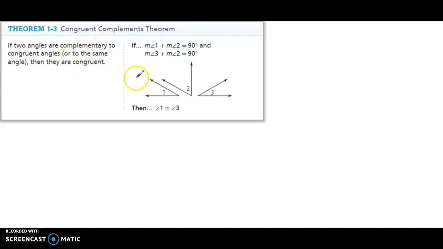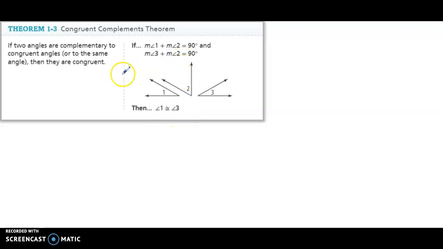So if two angles are complementary to the same angle or two congruent angles, then those two angles will be congruent. So in this picture, if I told you that angles 1 and 2 add up to 90, and angles 3 and 2 add up to 90, you would be able to figure out that that meant that angle 1 and angle 3 have to be congruent.